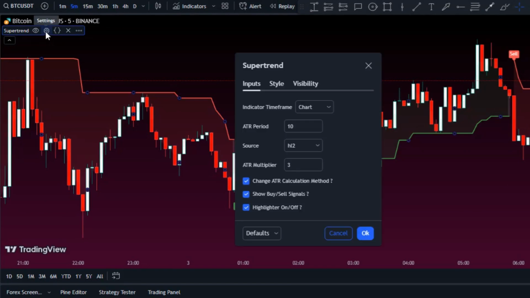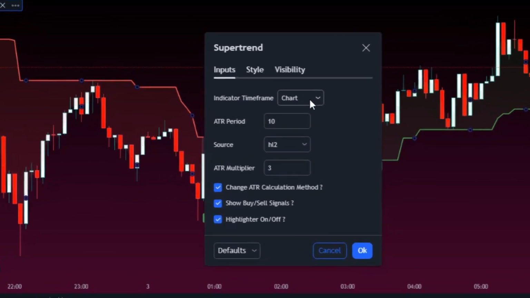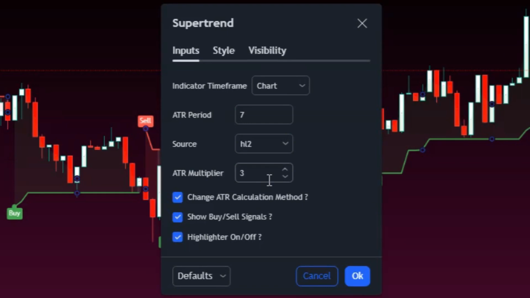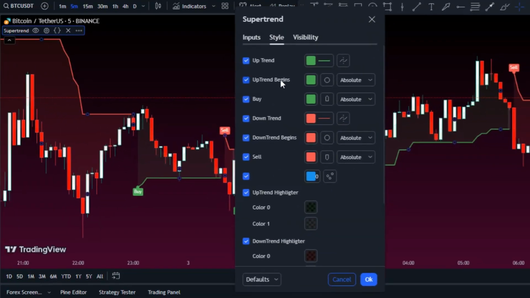So in the settings under inputs, change the ATR period to 7. And the ATR multiplier to 3. And under style, do it just like I have mine set up.